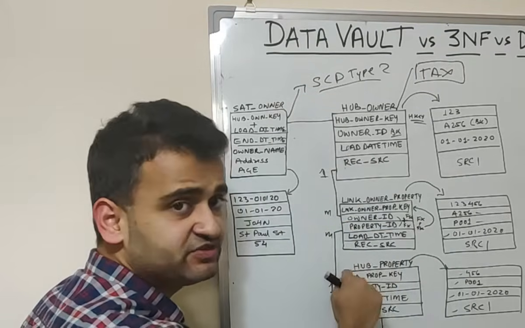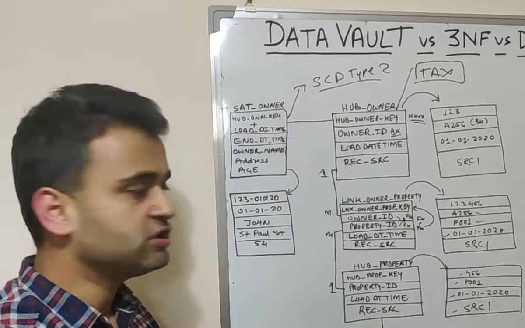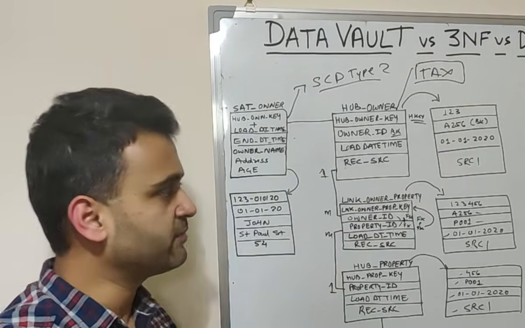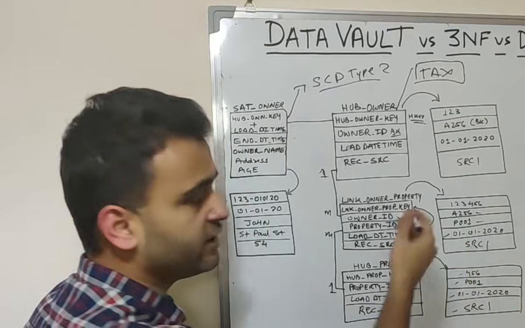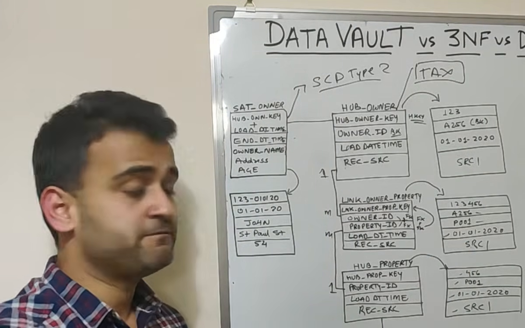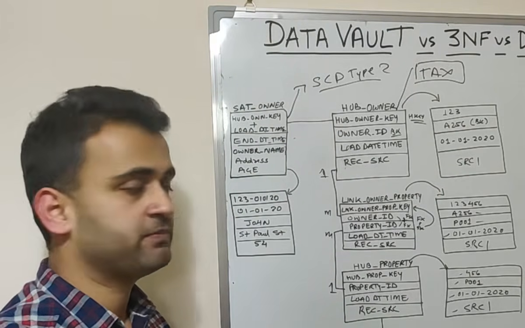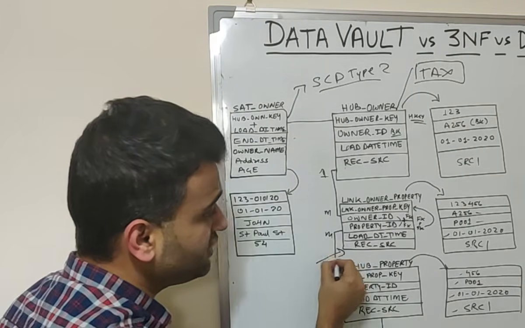Whatever relationship changes will happen will be in your link component. Suppose your logic or your business keys change. Suppose instead of A256, now your owner details are coming from another system and your keys have changed from alphanumeric to integer. Take for example, it's just a random example. That will impact your link component.